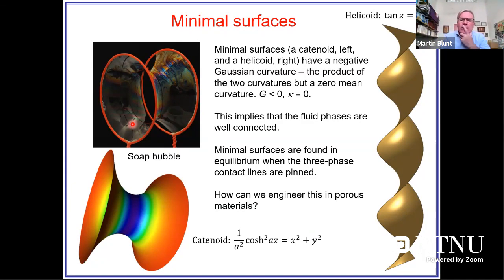Okay. When do you get minimal surfaces? You get minimal surfaces in a situation where the three-phase contact lines are pinned, that is set in place, and you minimize surface energy. So if you have a rock where nothing's actually moving, right? You may have fluid flow, but the three-phase contact lines aren't moving, then the position of equilibrium is a minimal surface, and that should ensure good connectivity.